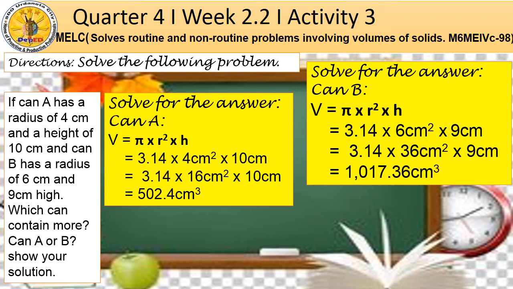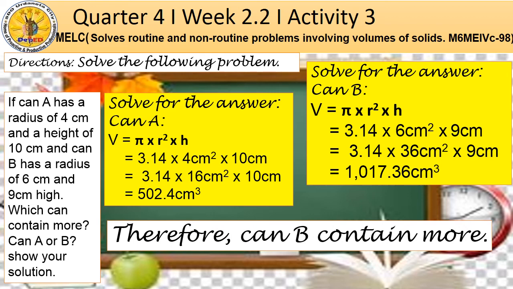Next, let us also solve for the answer for can B. The volume of a cylinder is pi times radius squared times the height. Pi is 3.14, the radius of can B is 6 centimeters and the height is 9 centimeters. So 3.14 times, we will multiply the radius twice again. 6 centimeters times 6 centimeters equals 36 square centimeters, times the height of 9 centimeters. So 3.14 times 36 square centimeters times 9 centimeters equals 1,017.36 cubic centimeters for the volume of the cylinder for can B. Therefore, can B can contain more because can B has 1,017.36 cubic centimeters.